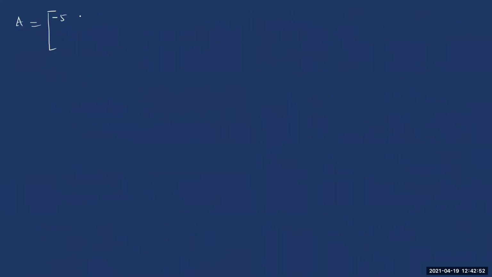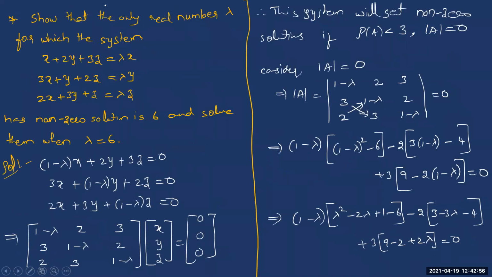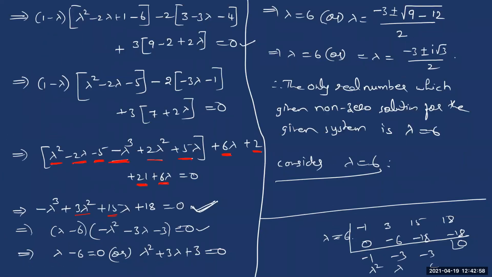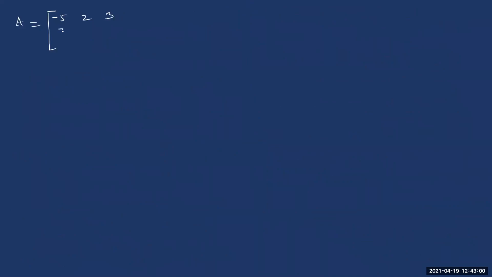Then the second equation: 3, 1 minus lambda, 2. So we'll write it like this: 3, 1 minus lambda, minus 5, 2. And the last equation, you see, 2, 3, minus 5. 1 minus lambda is minus 5. Now this is your matrix, and now we need to reduce this into its echelon form.